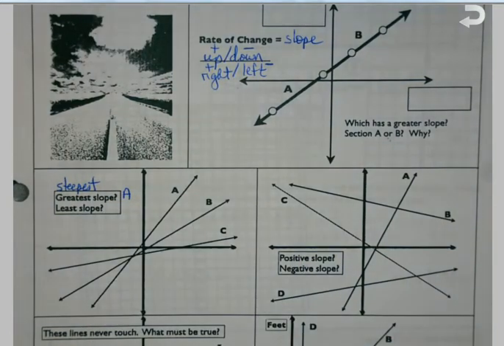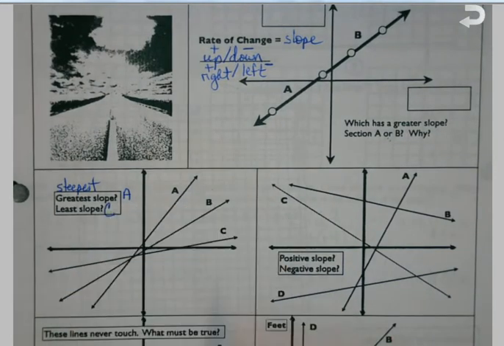I don't really care right now if it's positive or negative. I just want to make sure it's the one I don't want to ride a bike up. Which one would be the easiest to ride a bike up? C. Because that's got the least slope. Just understanding some general things like that will help us when it comes to actually starting to calculate some of this.